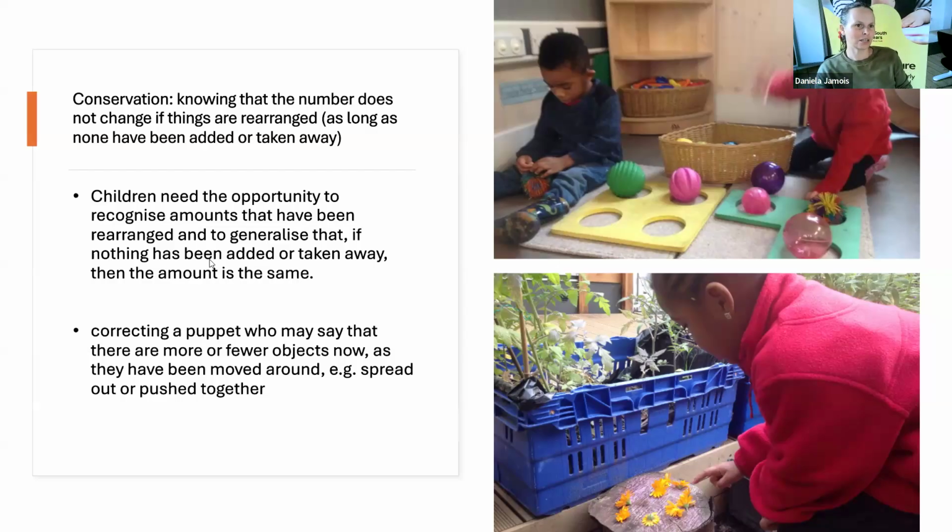And one of the ideas that they've shared with us is that idea of correcting a puppet, who may say that there are more or fewer objects because they've been rearranged. And that's always a very nice tactic to use with the children, teaching the puppet. So it's taking it away from them and teaching that puppet that actually they stay the same regardless of how they're arranged. They could be spread out or they could be pushed together.